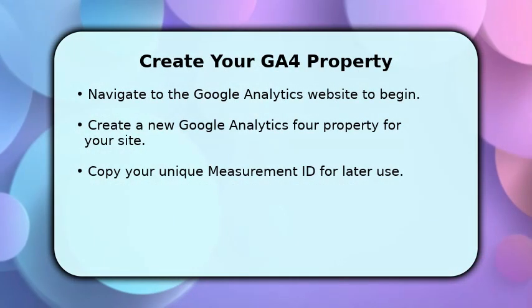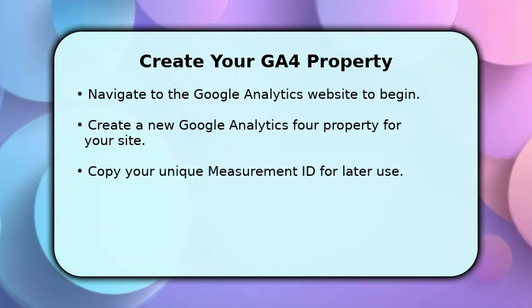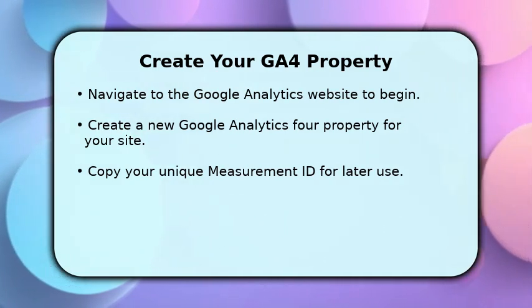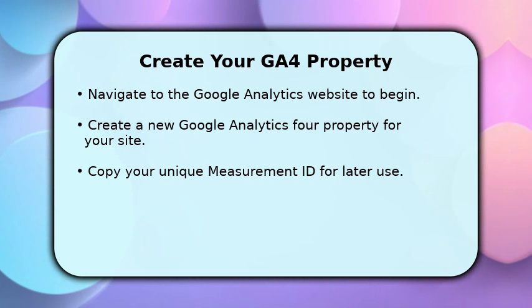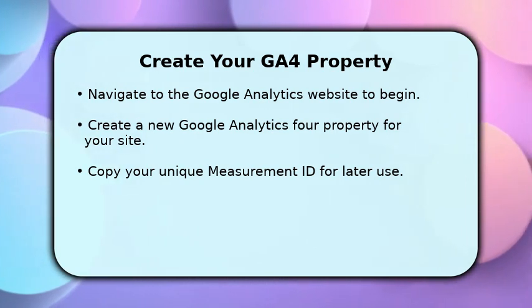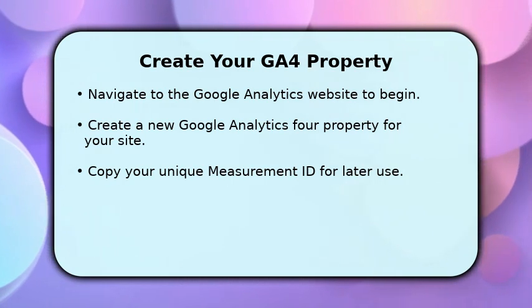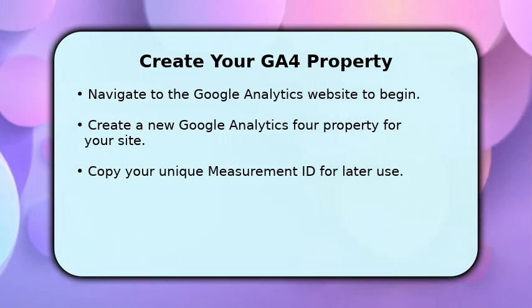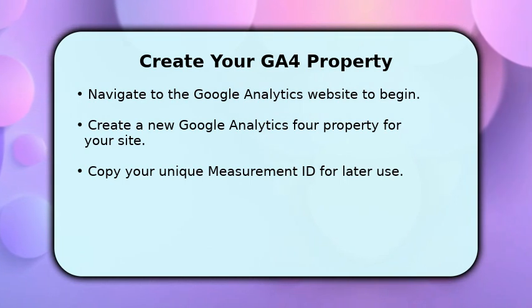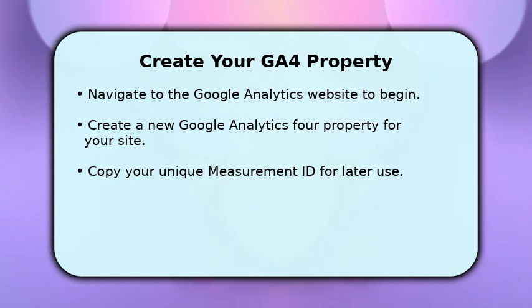thrive. First, head over to the Google Analytics website and sign in with your Google account. You will need to create a new Google Analytics 4 property for your Squarespace site. Follow the prompts to set up your property, providing your website's name and industry. Once created, locate your unique measurement ID, which typically starts with G. Copy this ID carefully, as you will need it for the next step.